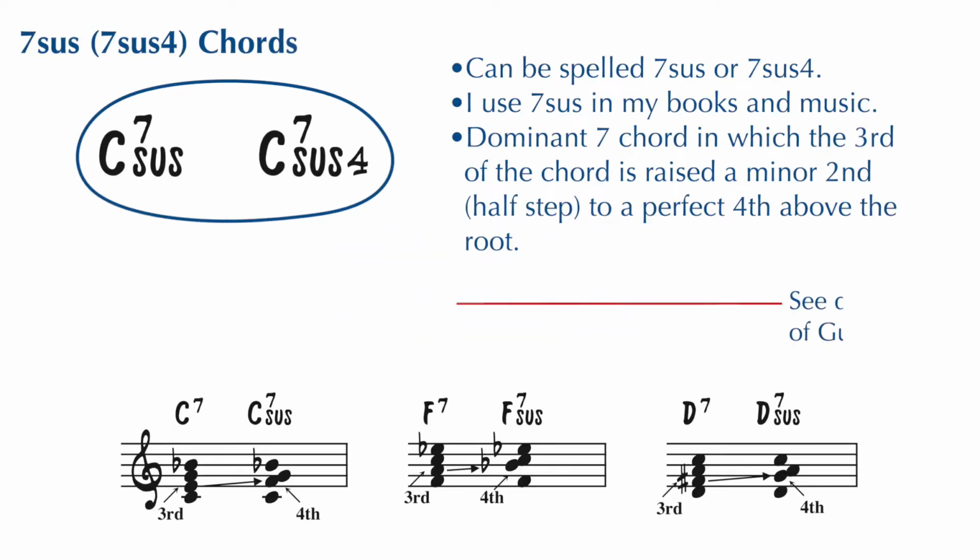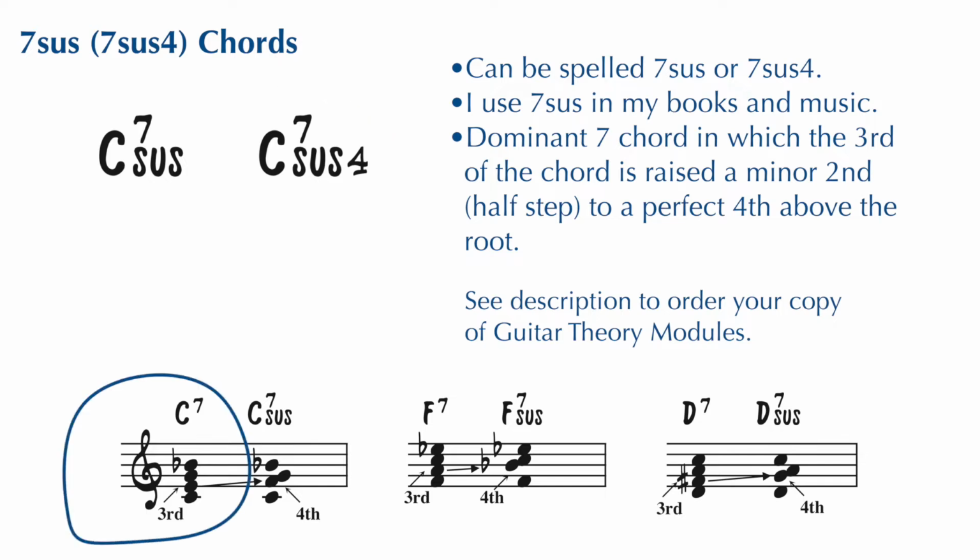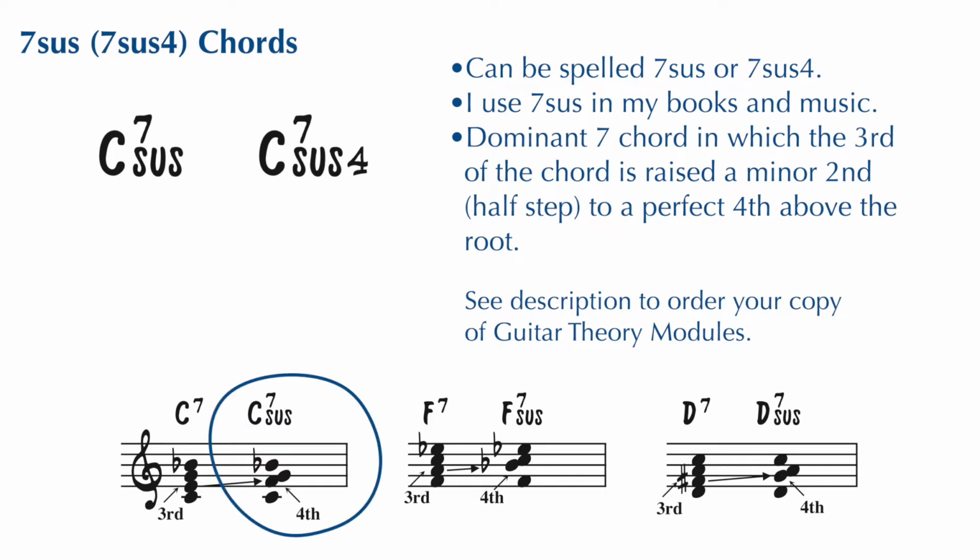7sus chords and 7sus chords. Pretty much the same thing, and you'll see them marked as 7sus chords in my books. And all a 7sus chord is, it's a dominant 7th chord where the third of the chord has been raised from a major third above the root to a perfect fourth above the root. And just to compare, here's what a C7 sounds like and a C7 sus. So the third of that chord, the E, has been raised to a perfect fourth above the C in the root.